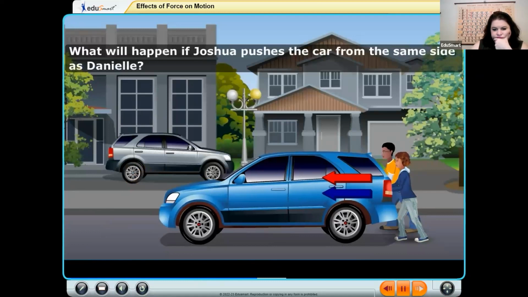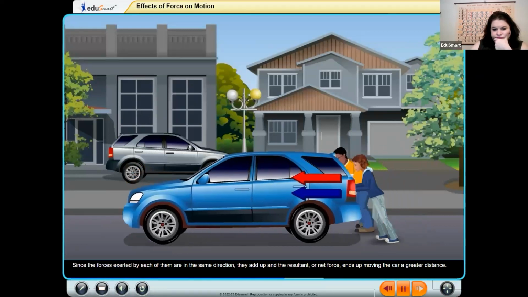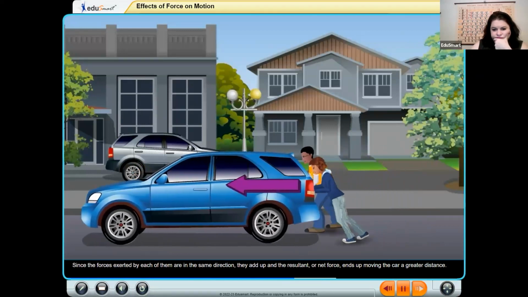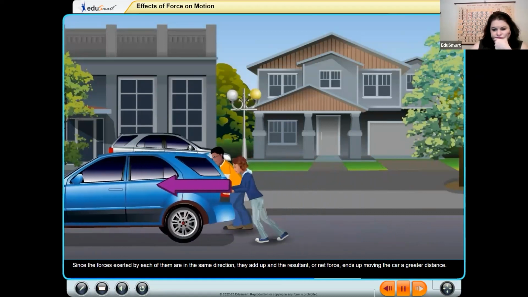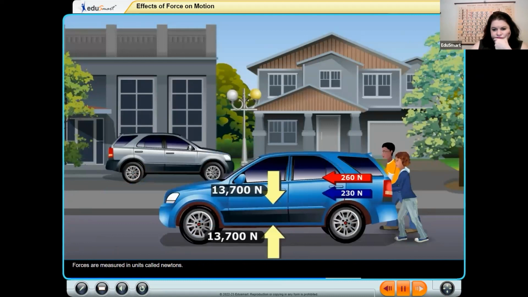What will happen if Joshua pushes the car from the same side as Danielle? Since the forces exerted by each of them are in the same direction, they add up and the resultant, or net force, ends up moving the car a greater distance. Forces are measured in units called newtons.